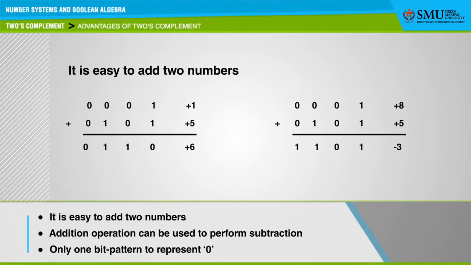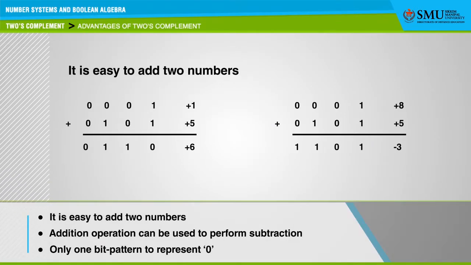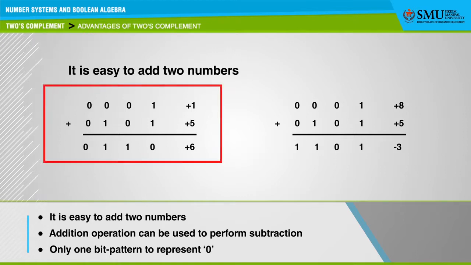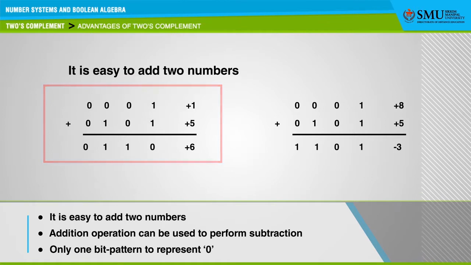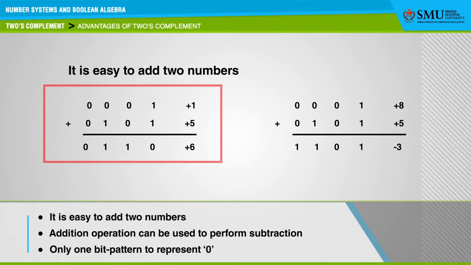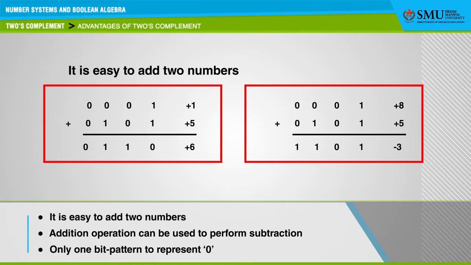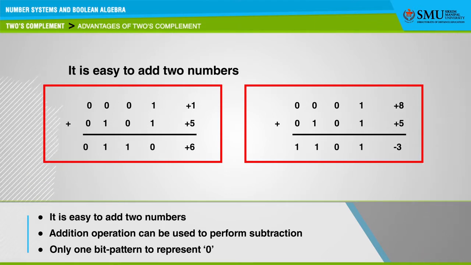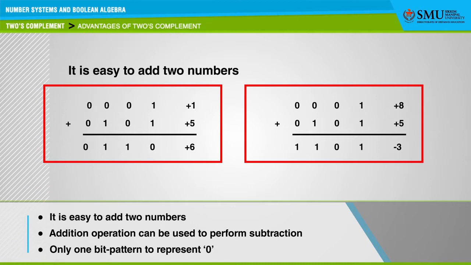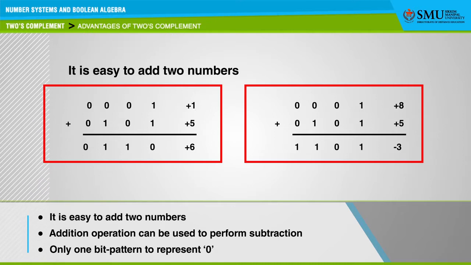The 2's complement notation has the following advantages. The sign of the number can be computed by looking at the most significant bit. It is easy to add 2 numbers. The addition operation can be used to perform subtraction. There is only 1 bit pattern to represent 0, so an extra number can be represented.